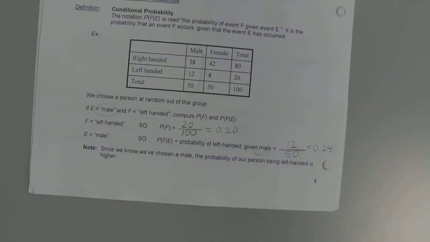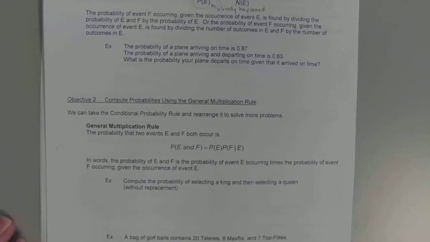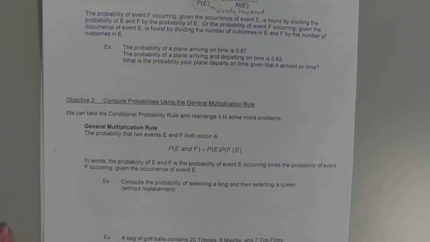We said, okay, well, we've narrowed down the playing field. We know E already happened. There were 50 people, 50 guys to choose from, okay? So let's look at this problem. It says, the probability of a plane arriving on time is 87%. The probability of a plane arriving and departing on time is 83%. What's the probability that your plane departs on time given that it arrived on time?